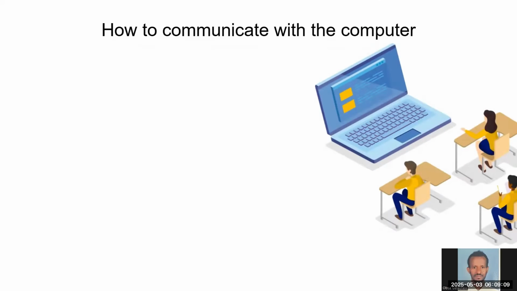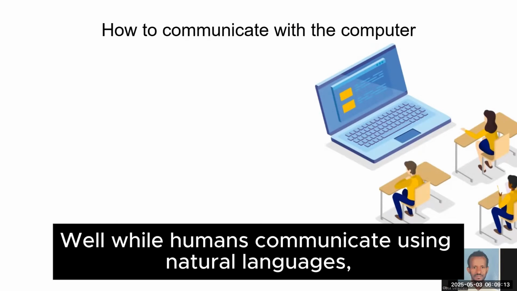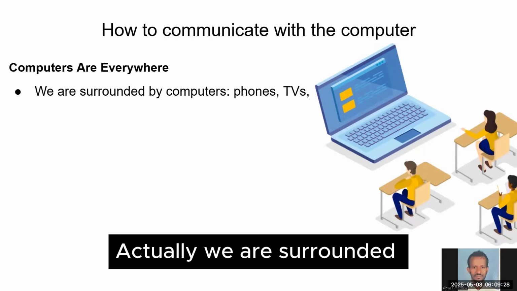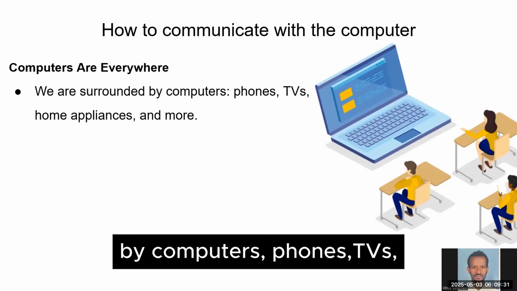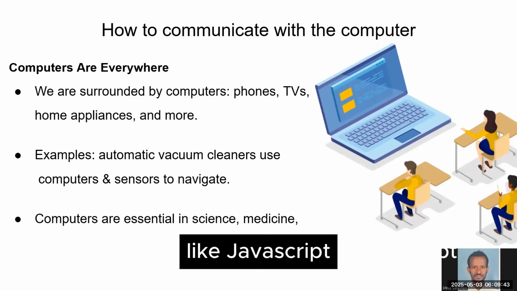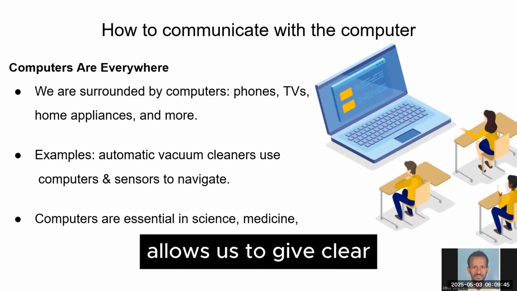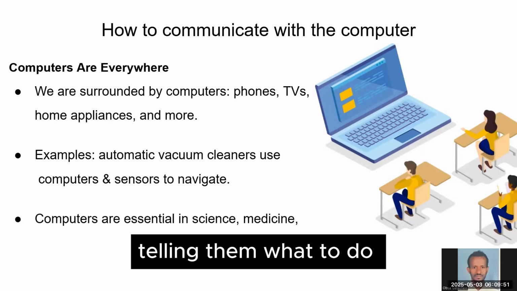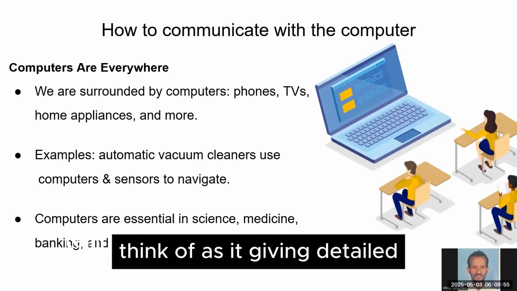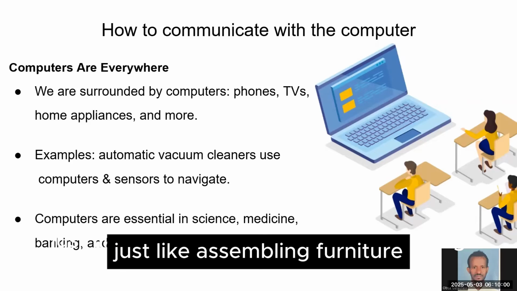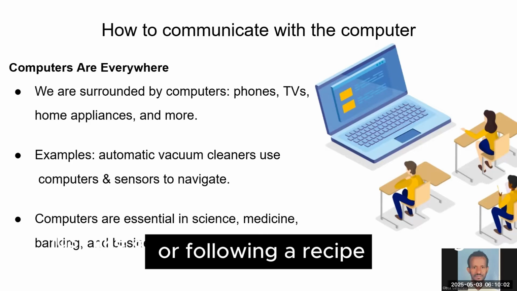How do we communicate with computers? Well, while humans communicate using natural languages, computers speak their own language. Actually, we are surrounded by computers: phones, TVs, home appliances, and more. Programming languages like JavaScript allow us to give clear instructions to computers, telling them what to do. Think of it as giving detailed step-by-step instructions, just like assembling furniture or following a recipe.